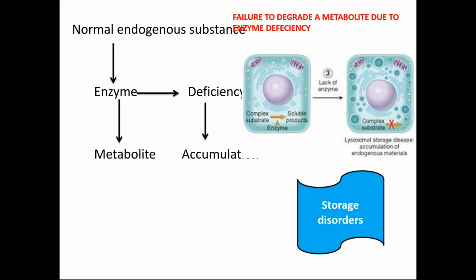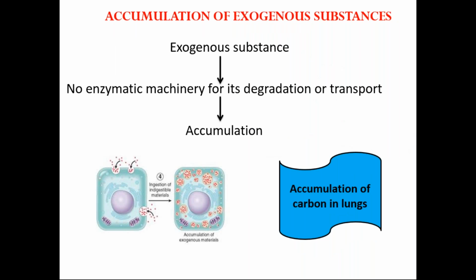Then accumulation of exogenous substances, when there is no enzymatic machinery for their degradation or transport, which leads to accumulation, like a pigment. Any pigment which comes from the outside and accumulates within the cell, like the accumulation of carbon in the lungs. This is the fourth type. These are the four mechanisms of intracellular accumulation.